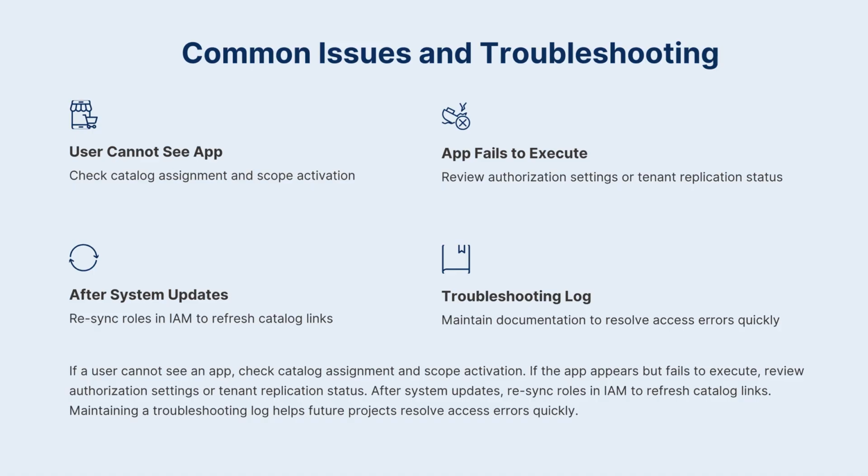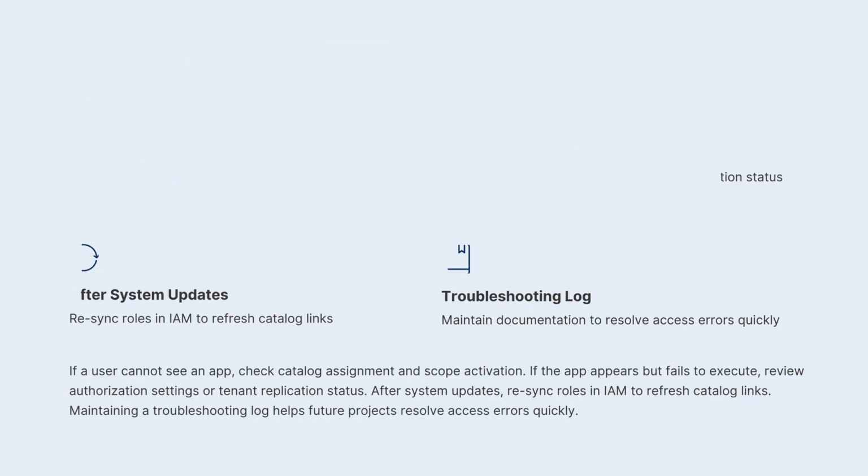Another common issue appears after quarterly upgrades, when roles require synchronization. Reassigning or refreshing business roles in IAM usually resolves these. Maintaining an issue resolution tracker helps consultants accelerate project support cycles.